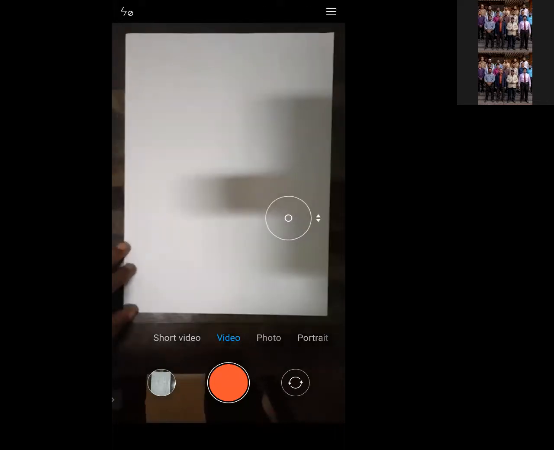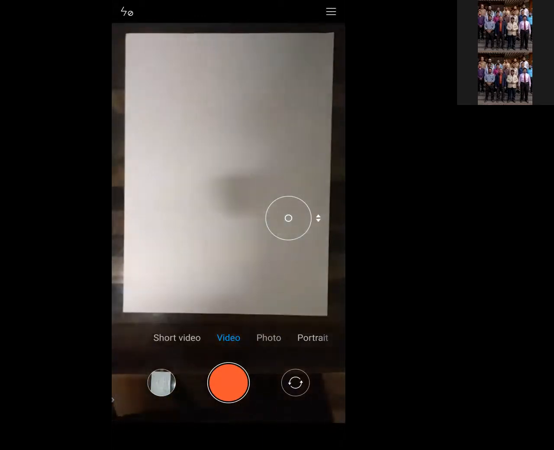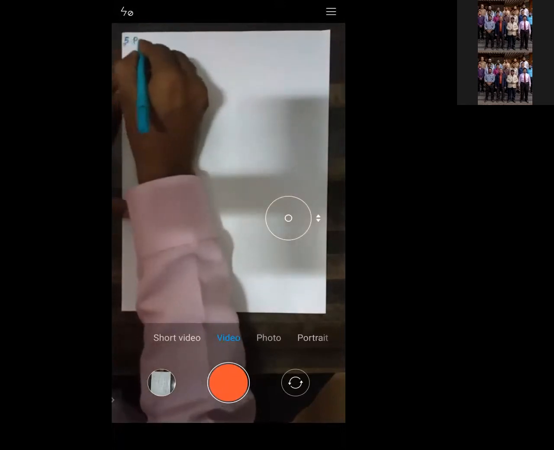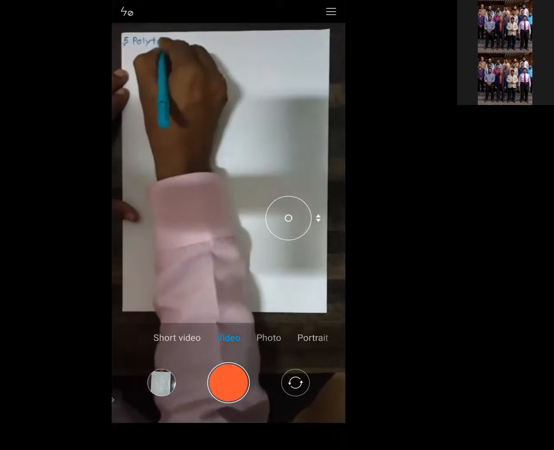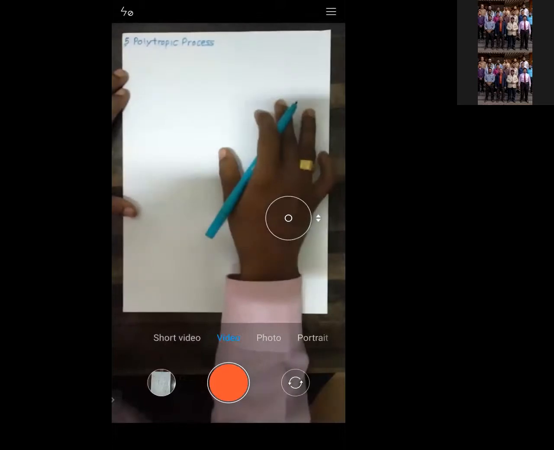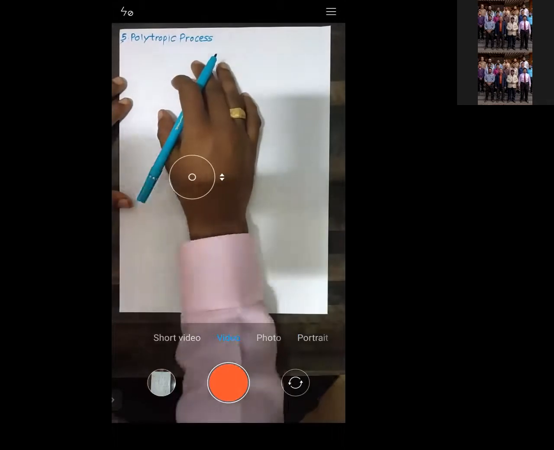Okay, so let's start today's session. In the last session, we covered the adiabatic process. As I told you before, for today's lecture we'll be starting with the polytropic process. I will just mention process 5: it's a polytropic process. Try to understand.